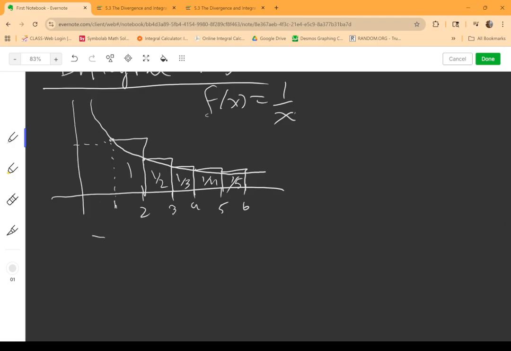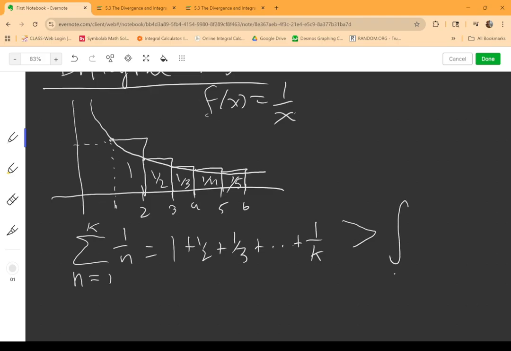6, we could say if I look at the kth partial sum, 1 to k of 1 over n, so we get 1 plus 1/2 plus 1/3. If I continue with this same kind of pattern, I could see that the sum is going to be greater than the integral of 1 up to k plus 1, right?